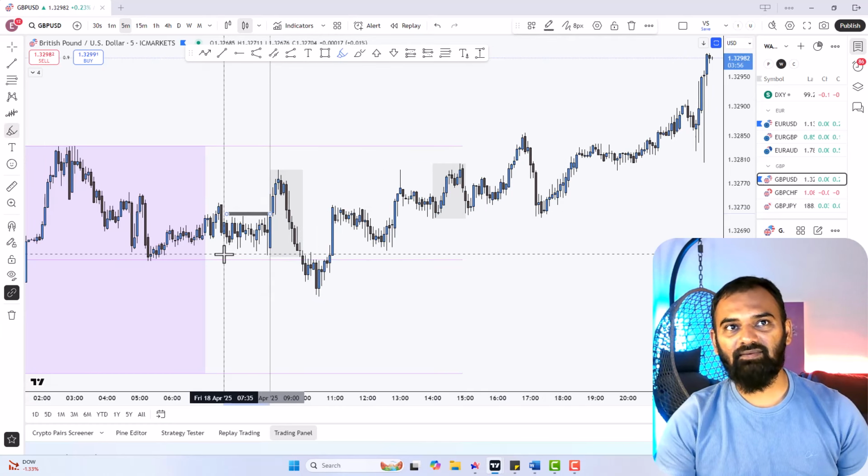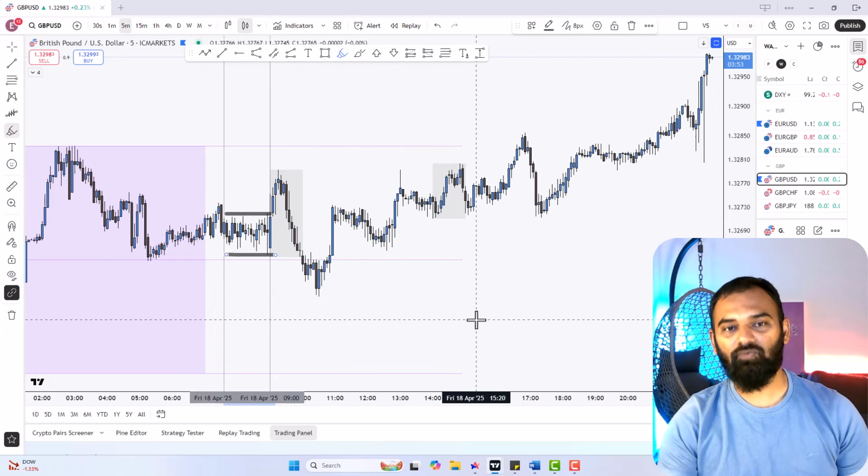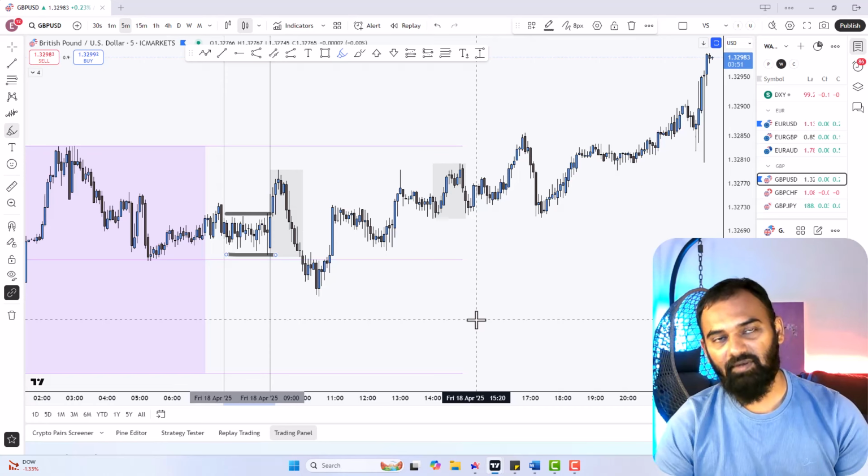You see the equal highs and equal lows during this particular segment of price action. During this time, the market was ranging, or you can say the market was consolidating.